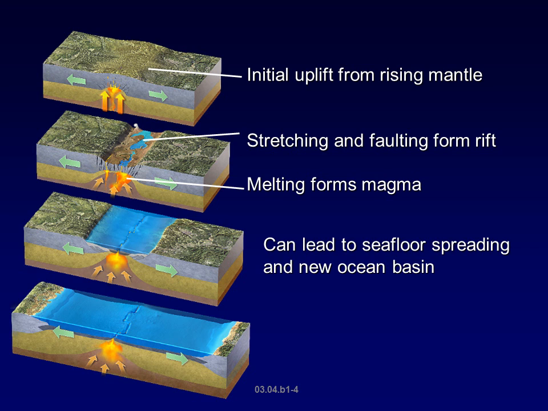So all it is, we start out with the continent undergoing tension, right? The stress it's going through is tension. It's being pulled apart. The asthenosphere rises. It makes the surface bulge. It pulls apart, and now we have a rift.